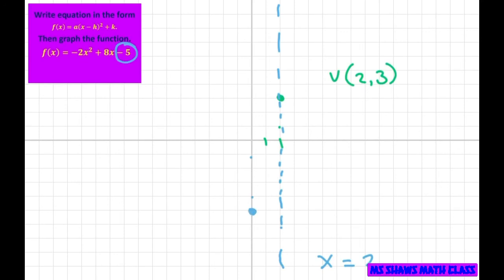We already know it opens downward because of this negative. Our a is negative. However, just by looking at the vertex and the y-intercept, you can also tell that it moves downward. This axis of symmetry says everything's symmetric. So since our y-intercept is here, then you just move over 2 and put a little point there. And then just sketch the graph here based off the information we have.